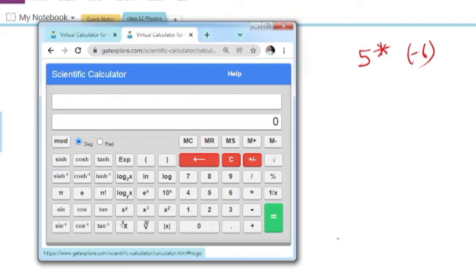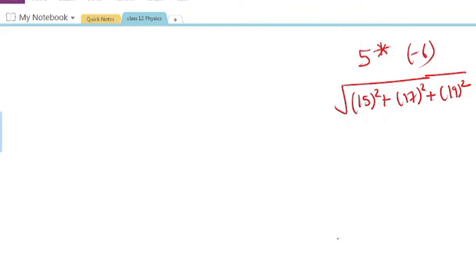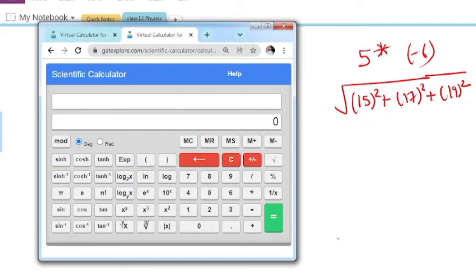All terms I will explain, only these 4 terms are left. What these terms are used for: if you want to calculate this thing, just take the root here, or any value: 15 square, 17 square plus 19 square. You would have to take loads of steps, writing 15 square and then 17 square in your scrapbook page. Don't do this. Use the calculator and you can do this question in just one step.